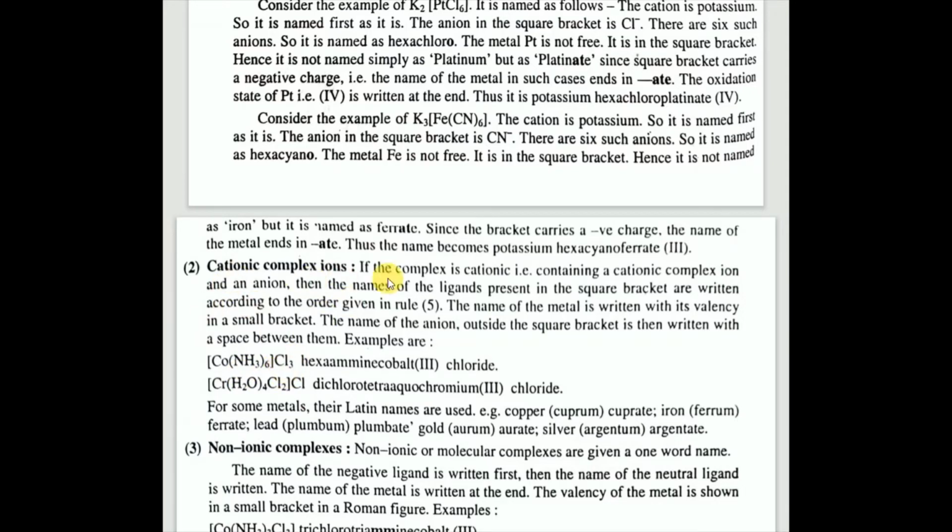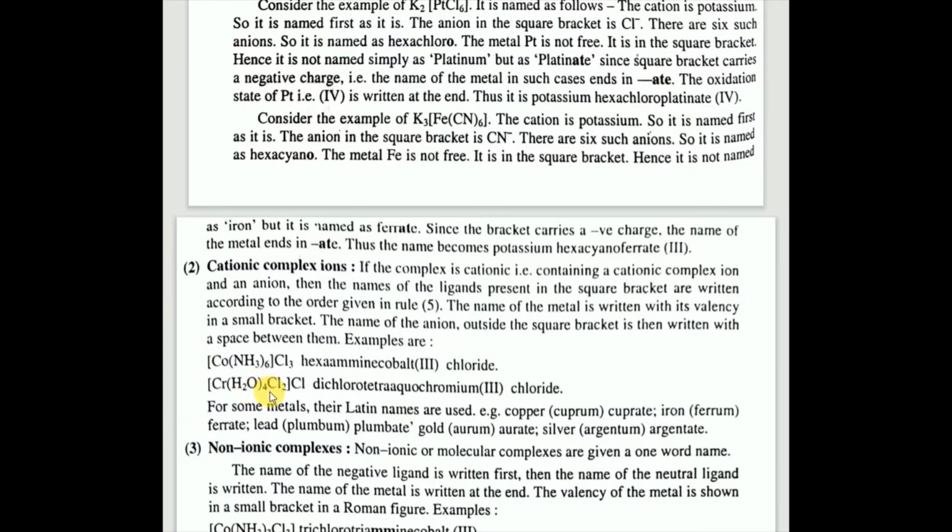So the second rule says that when the complex is cationic, first write the full name of the cation, then write the name of the anion, and there is a small space between cation and anion. So the second example is here: [Cr(H2O)4Cl2]Cl. This is in square bracket and Cl outside the square bracket. This is also an example of a cationic complex ion. When we write the IUPAC name of this cationic complex, we follow the rules.